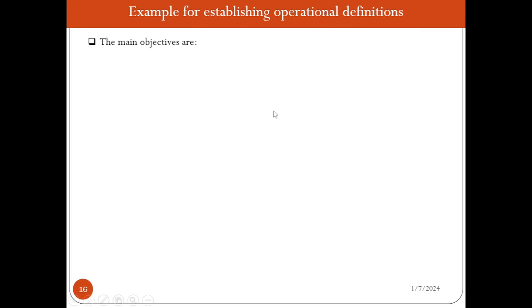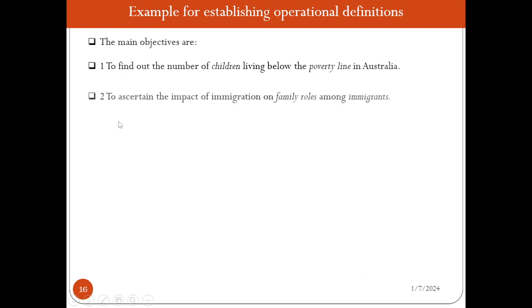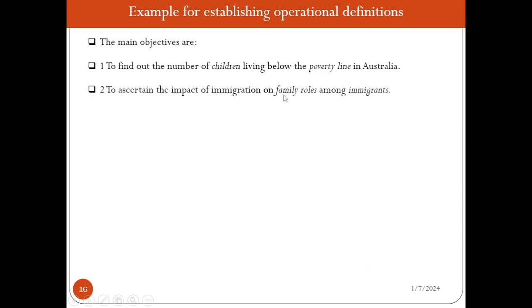Examples for establishing operational definition, right? Now, how are we operationalizing, how are we providing an operational definition? The main objectives are: one, to find out the number of children living below the poverty line in Australia. Here we have many concepts, children and poverty line, which are in italics. Two, to ascertain the impact of immigration on family roles. Here we have family role and immigrants, again two concepts. Three, to measure the effectiveness of a retraining program designed to help young people. Now, young people and effectiveness here.